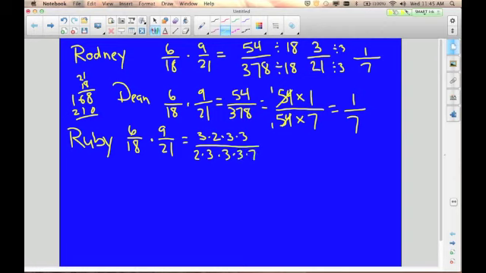Then she looks at what is left. Notice there's a 3 on top and a 3 on the bottom. Well, that's the same as 1, so she can cross those off and make them into 1s. Then there's a 2 on top and a 2 on the bottom, and she can do the same thing there. She notices another 3 on top and another 3 as a denominator, and then one last 3 on top and one last 3 as a denominator. Now if she multiplies those out, 1 times 1 times 1 times 1 is equal to 1, and 1 times 1 times 1 times 1 times 7 is equal to 7.